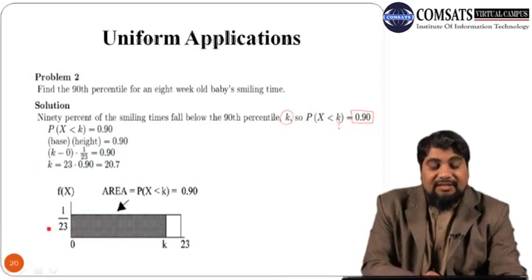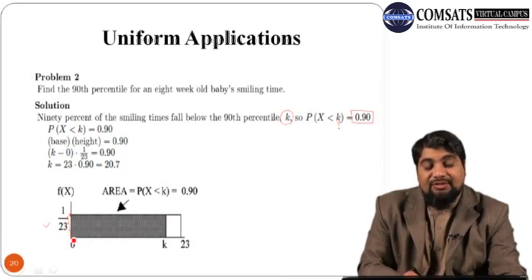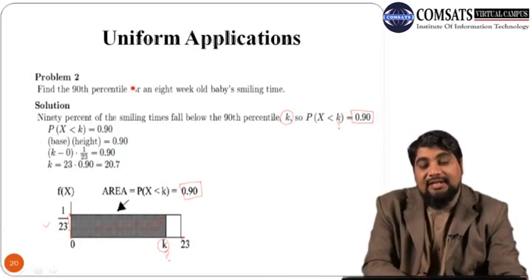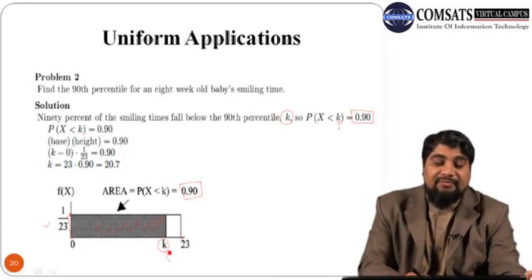So as far as this diagram is concerned, note that this height is 1 over B minus A, which is 1 over 23, and the range of the uniform distribution is from 0 to 23. So we need to calculate this number k below which 90% of the area lies. So this shaded area is equal to 0.90 or 90%, but what is the number k? So find the 90th percentile for an 8-week-old baby's smiling time. So we need to calculate this particular number k.